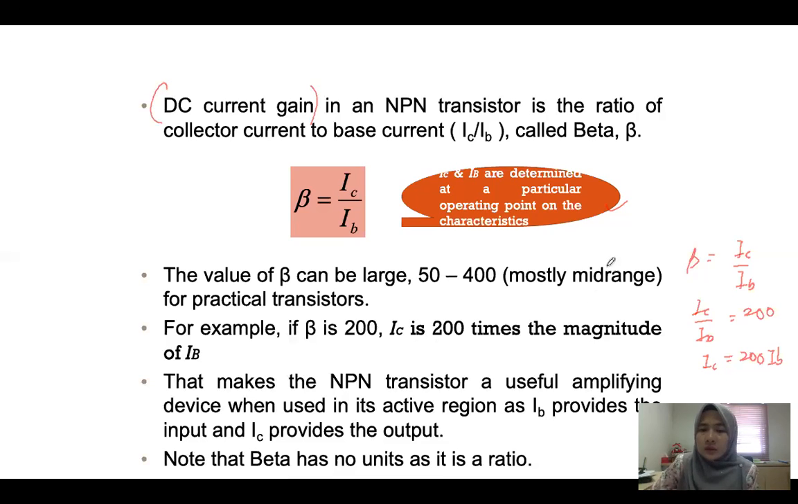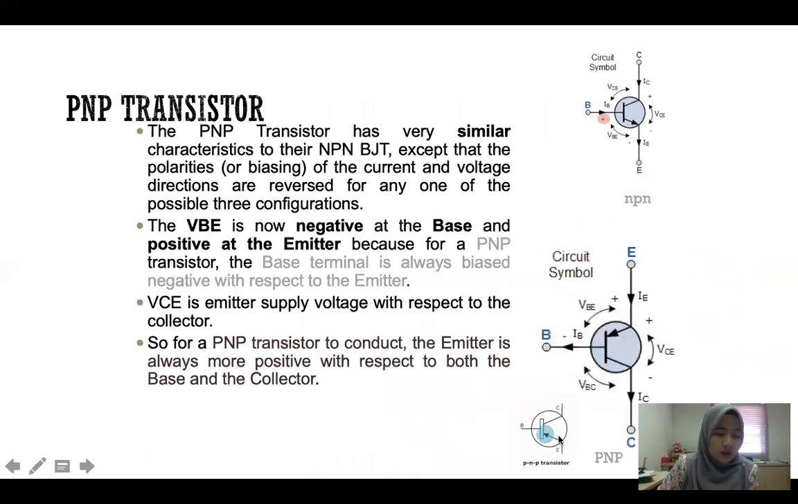Okay, this is also explained in the previous slide, which stated that the current IC is large compared to IB. This makes the NPN transistor a useful amplifying device when used in its active region, as IB provides the input and IC provides the output. Okay, the beta has no units because it is a ratio. So current divided by current, there is no unit for beta. That is the NPN transistor.